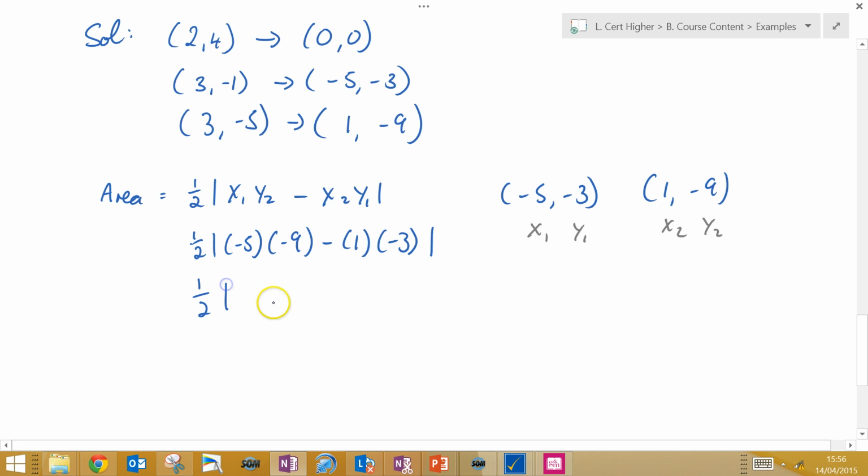Negative 5 by negative 9 is positive 45. Minus 1 by negative 3 is positive 3, which gives us a half of 48, which equals 24 square units. This is the area of our triangle. Take this example down.